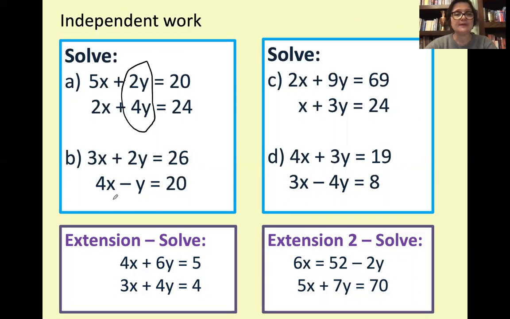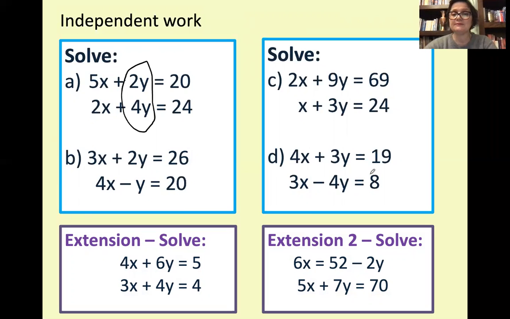Okay, let's have a look at the b. I like to change this one to 2y. How do I do it? Multiply by minus each side, turn this into a positive, and then multiply by 2 each side, turn this into a positive 2. Or multiply by minus 2, so that I can apply the subtraction again.